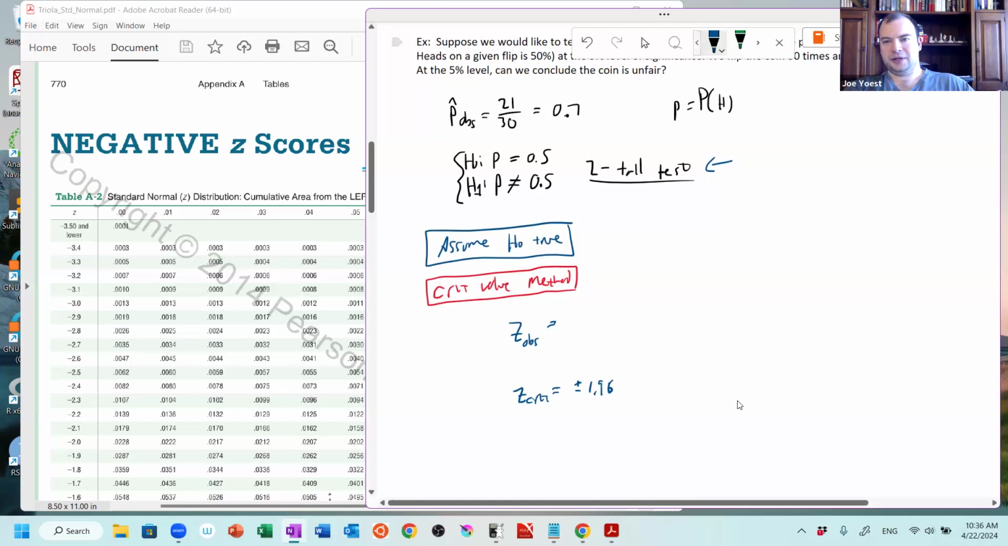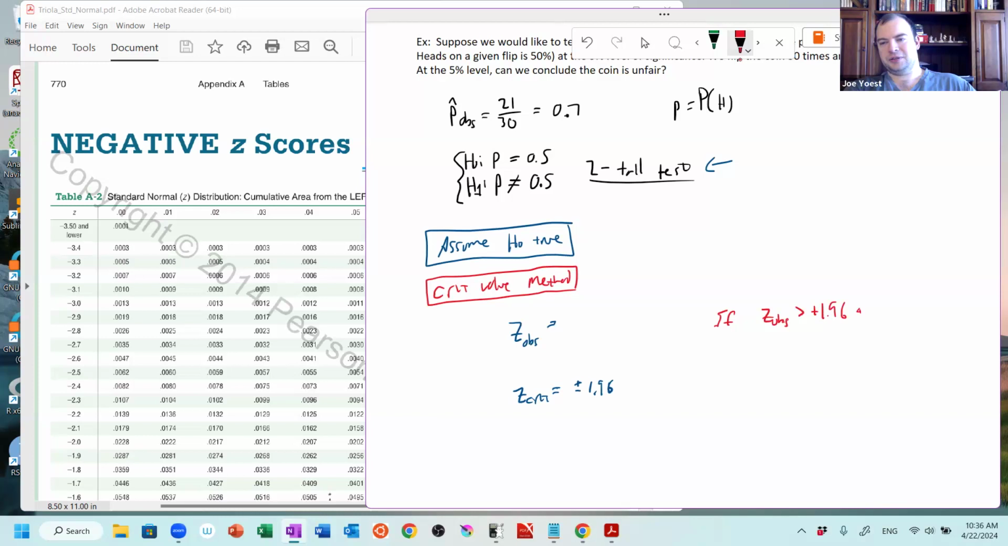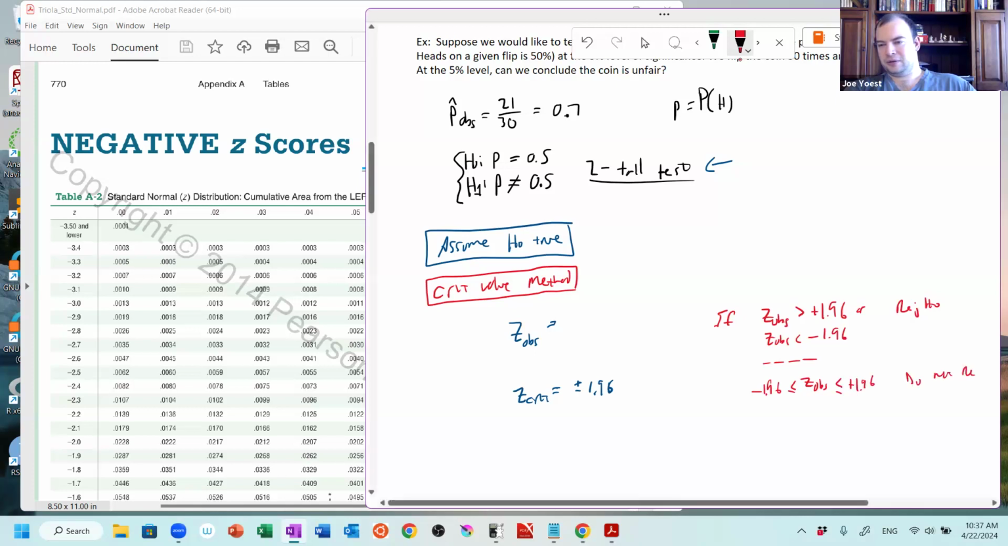And remember, my decision criterion here for a two-tail test is: if Z observed is bigger than positive 1.96 or Z observed is less than negative 1.96, then we reject H naught. Or alternatively, if Z observed is between negative 1.96 and positive 1.96, we do not reject H naught. So that's really our question.